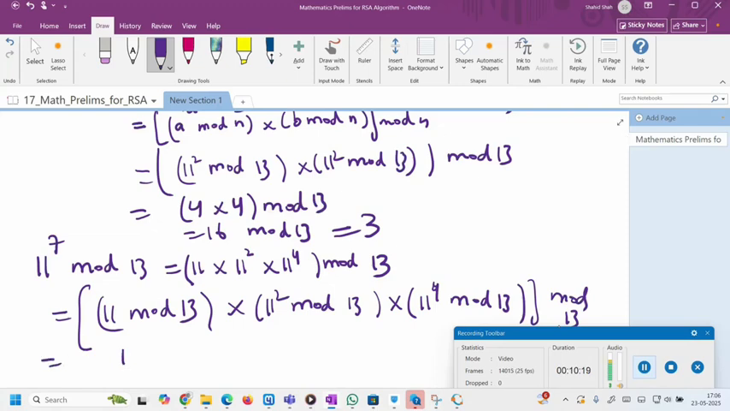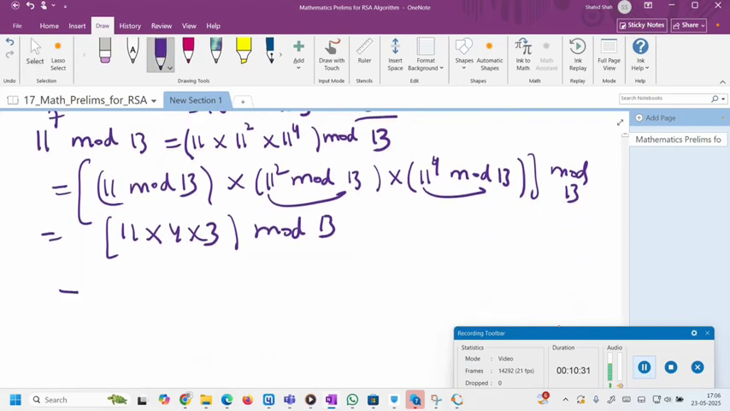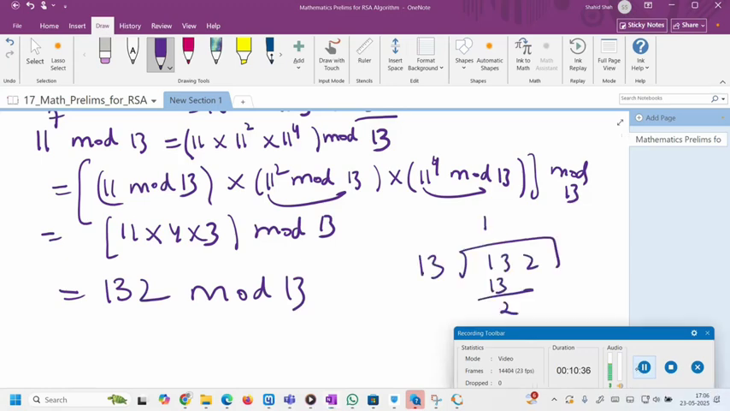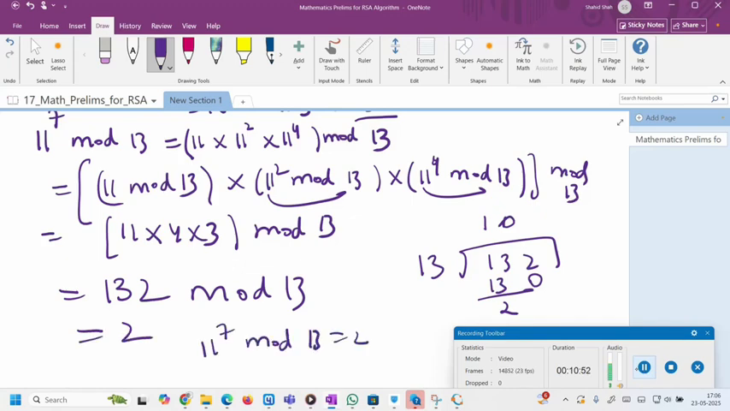So we know 11 mod 13 is 11. 11 square mod 13 is 4. 11 to the power 4 mod 13, we just now got 3 modulo 13. Fine. So this is, I think, 132 modulo 13. When you divide it with 13, so it is like this. So basically 132, and 13 times 10 is 130, remainder is 2, so this is 2. Now you see 11 to the power 7 modulo 13, we got 2.